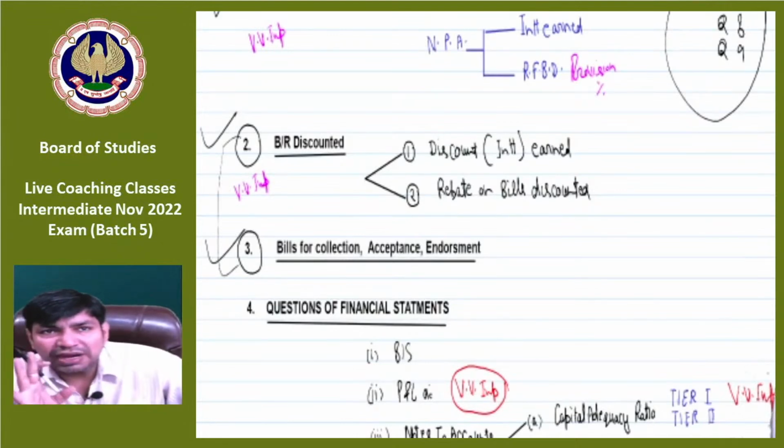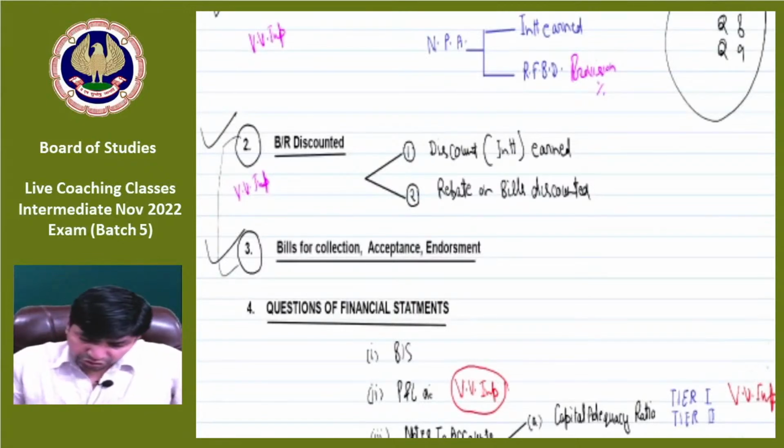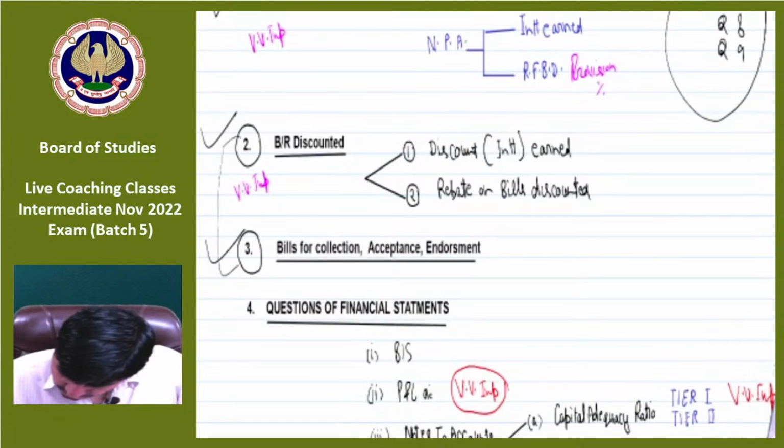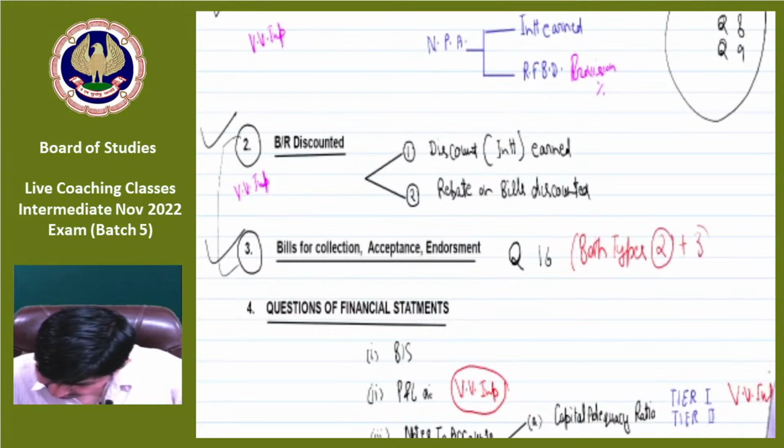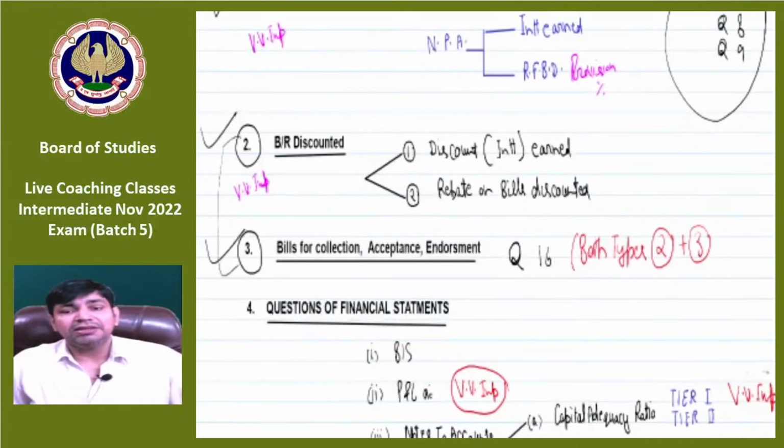Even a single question I think we have done, but the problematic area is there in question number 16. So today I'm going to discuss and solve with you question number 16, which is a combination of both types of questions. Type 2 plus type 3.